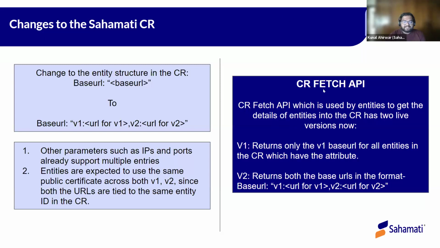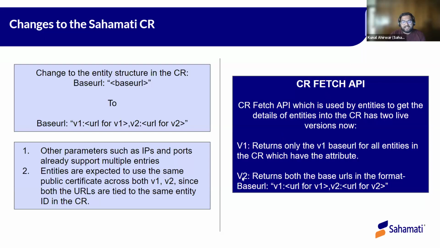Also, entities still continue to use the CR Get API. There is a current version of the Get API, or Fetch API as we call it internally, that allows entities to fetch details of other entities from the central registry. We have two versions of this API available now. One returns just the V1 base URL for entities in the CR. This is the one that all entities are currently using.